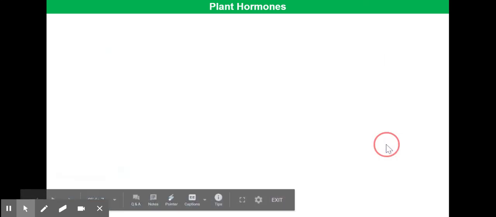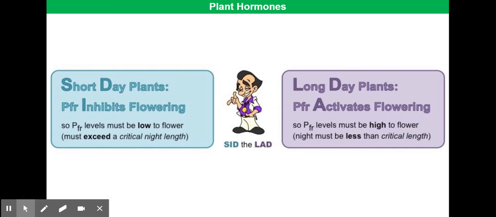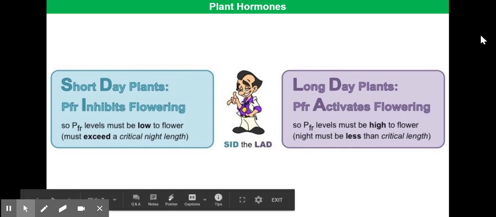One way that some people like to remember this is SID the LAD. Where SID stands for short inhibit day, i.e. phytochrome far red inhibits flowering in short day plants, and LAD stands for long activates day, i.e. phytochrome far red activates flowering in long day plants.